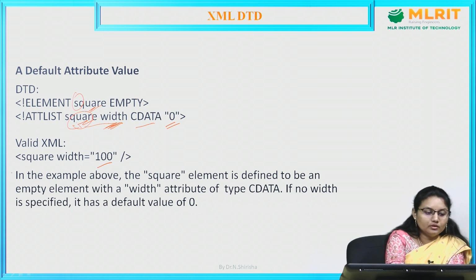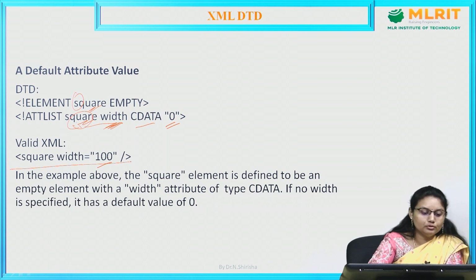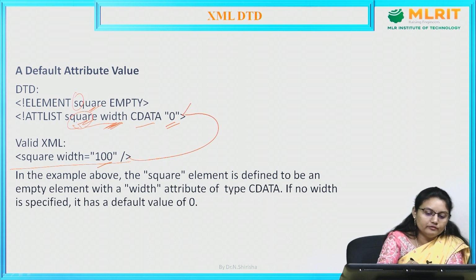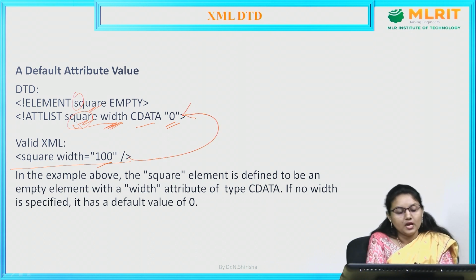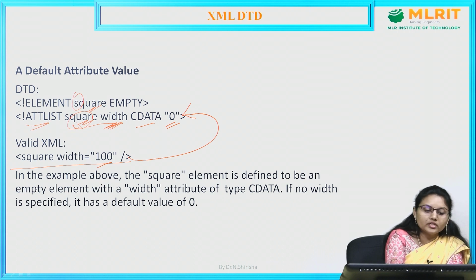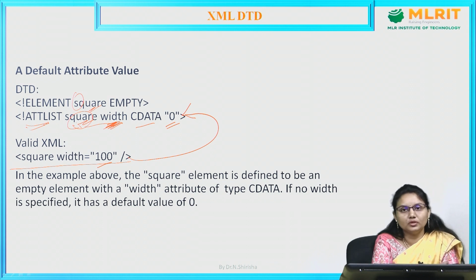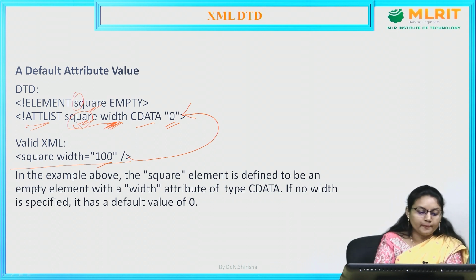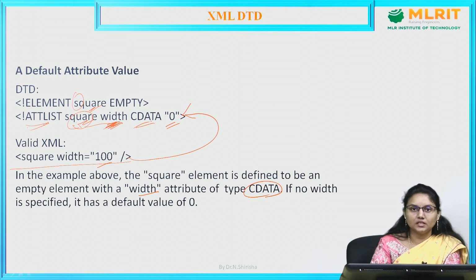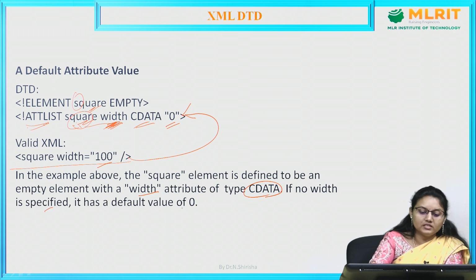This is normal XML. In XML we used to write it so. In the same DTD, if you want to write it, we will write like this. Why are you giving ATTLIST here? You are talking about the width attribute. Width is an attribute, so you give attribute list, ATTLIST. Okay. So the square element is defined to be an empty element with a width attribute of type CDATA. CDATA means without parsing, it takes it as is, character data. If no width is specified, it has a default value of 0. This is a default value.